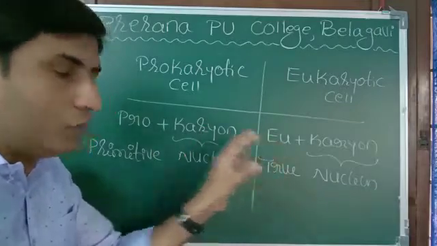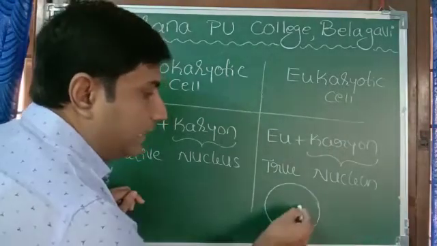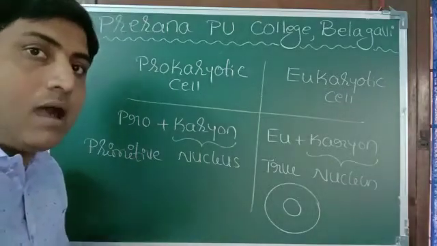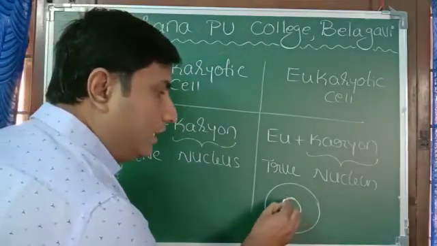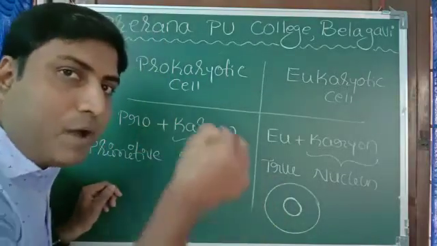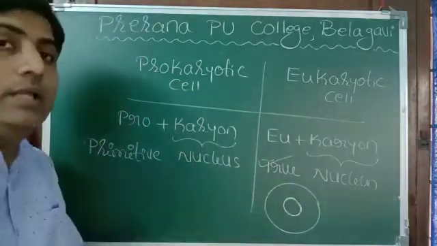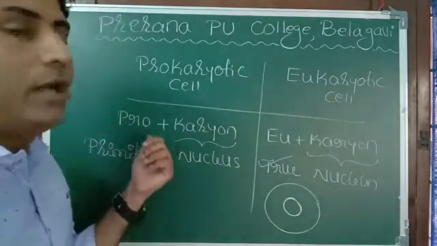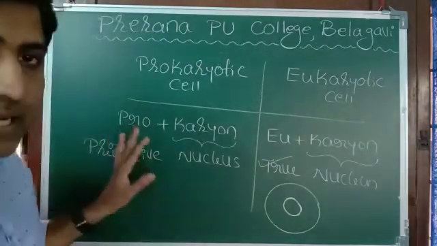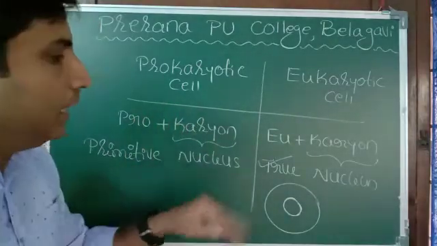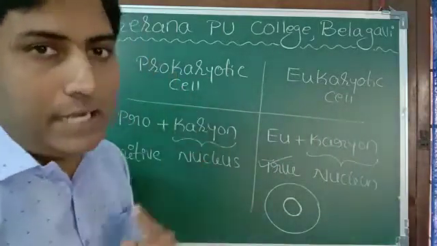Now we should know what a true nucleus and a primitive nucleus are. Nucleus is generally found at the center of the cell, and if that nucleus is bounded by a nuclear membrane, then we call it a true nucleus. If the nucleus is not bounded by a nuclear membrane, we call it a primitive type of nucleus. It is not a well developed or well organized nucleus. The best example for this type of cell is bacteria, and all the higher organisms come under the eukaryotic category. This is the major difference between prokaryotic and eukaryotic cells.